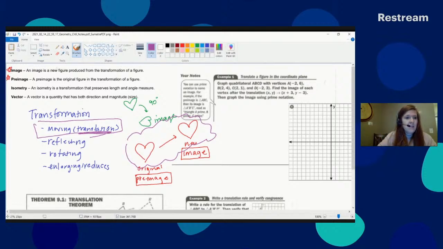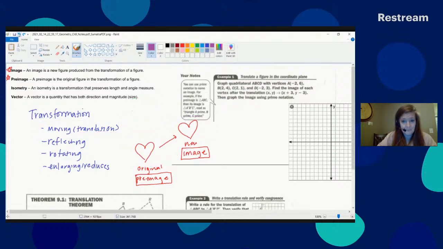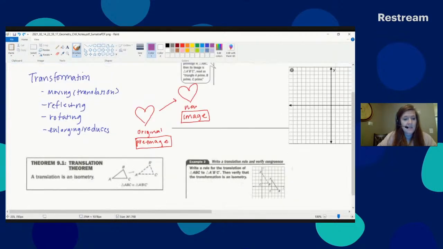Now that I wrote all over everything, let me back up a little bit. The first thing I want to tell you is that we have a theorem, theorem 9.1. It's a super easy theorem. Theorem 9.1 is the translation theorem, and what it says is a translation is an isometry. So that's a new word for us too.